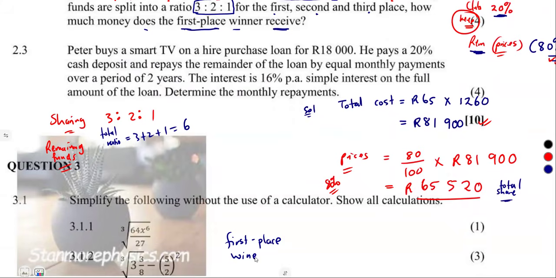is going to get how much according to the ratio? This is the first place, this is the second, this is the third. So the first place according to the ratio has got 3 parts out of the total ratio. 3 out of 6 times what are they sharing? The total share, which is our remainder here for the prizes, was what?